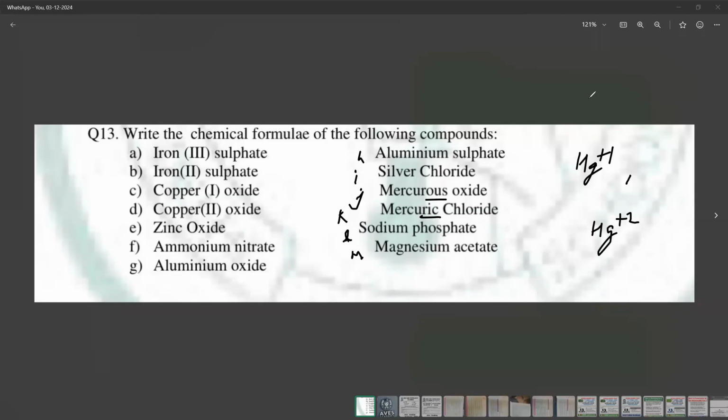Are you doing better? Are you getting this or getting stuck? Can you solve the first one for us? Ammonium nitrate, I am going to solve for you. Ammonium ion is NH4, sorry, and its valency is +1.